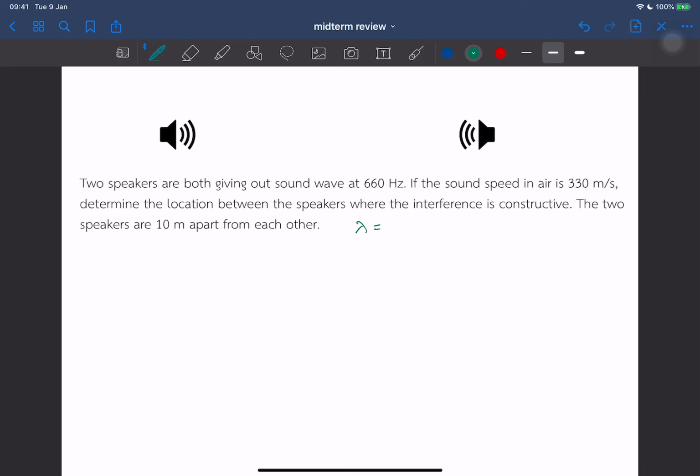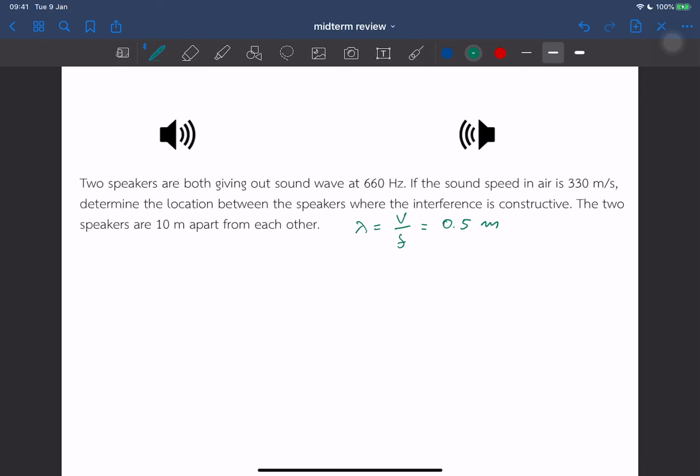So lambda is v over f. So that's going to be simply 0.5 meters. V is 330, f is 660. So just 0.5 meters. The two speakers are 10 meters apart from each other. So determine the location between the speakers where the interference is constructive.